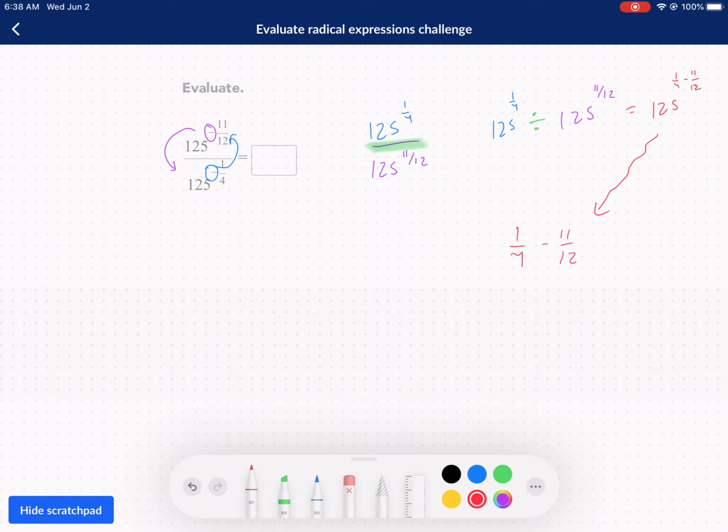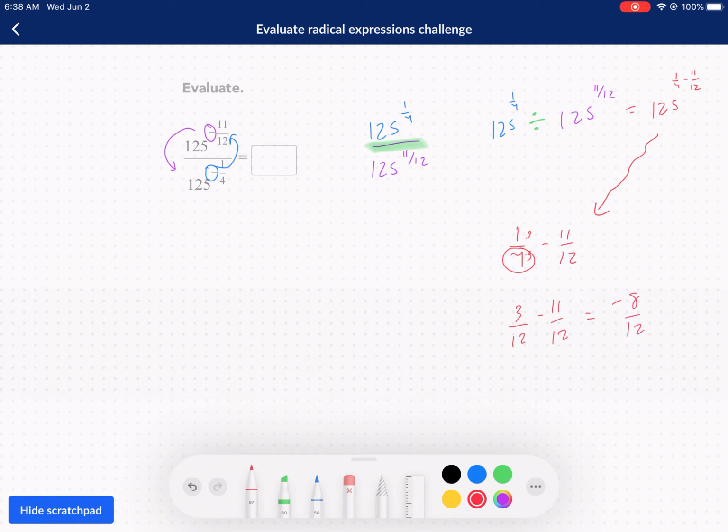That's probably the easiest thing to do. And we're going to multiply it by 3 over 3 to have a common denominator of 12. So we have 3 over 12 minus 11 over 12. And we are going to get negative 8 over 12.